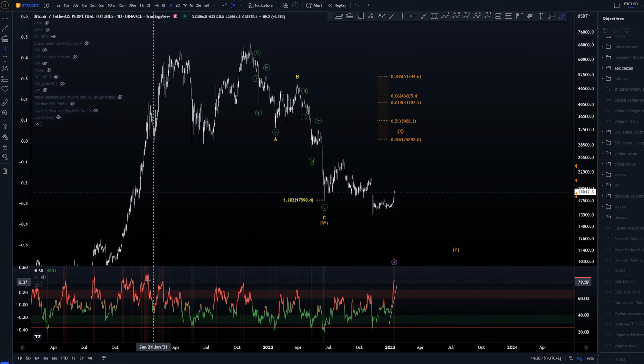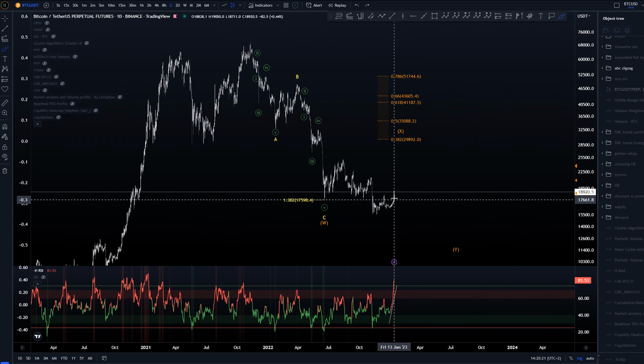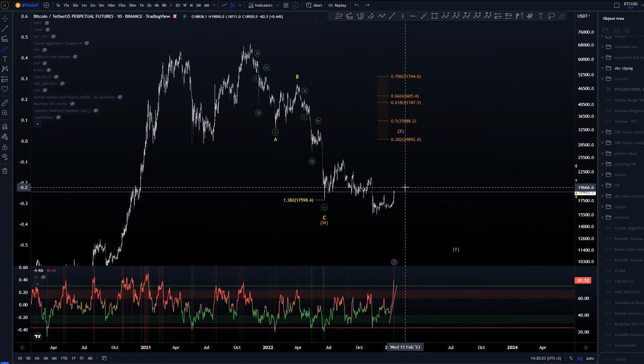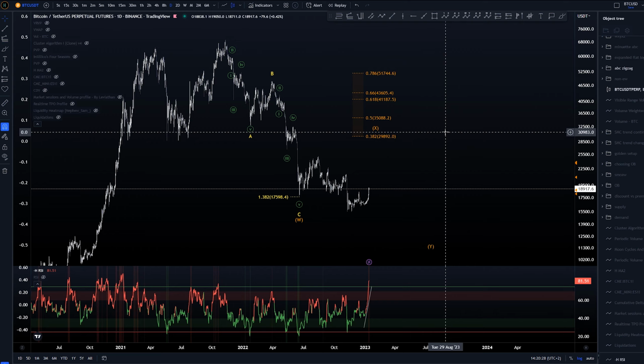So we still have some upwards momentum here that we can take until we have more of a confirmation that, okay, this is actually a beginning of something way larger. But more on that later, let's just go through these now.